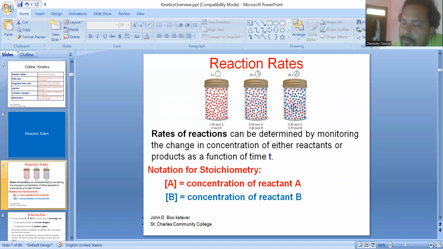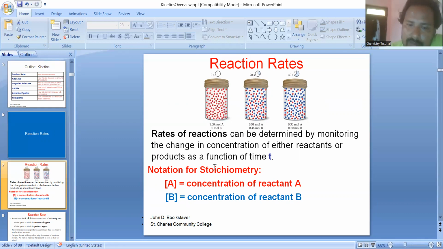And similarly, after 40 seconds, what happened? The concentration of A decreases and the concentration of B increases. So here the concentration of reactant disappears, and the concentration of B appears, you can see. Okay, so the rate of reaction can be determined by monitoring the change in concentration of either reactant or products as a function of time t.